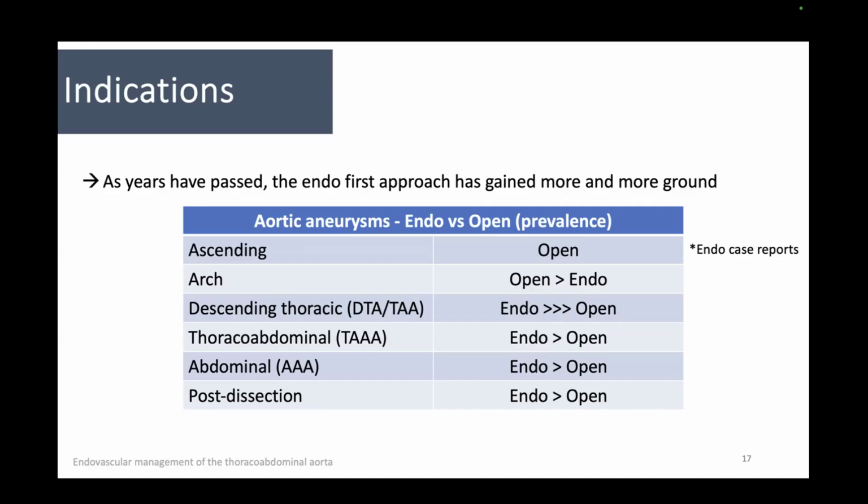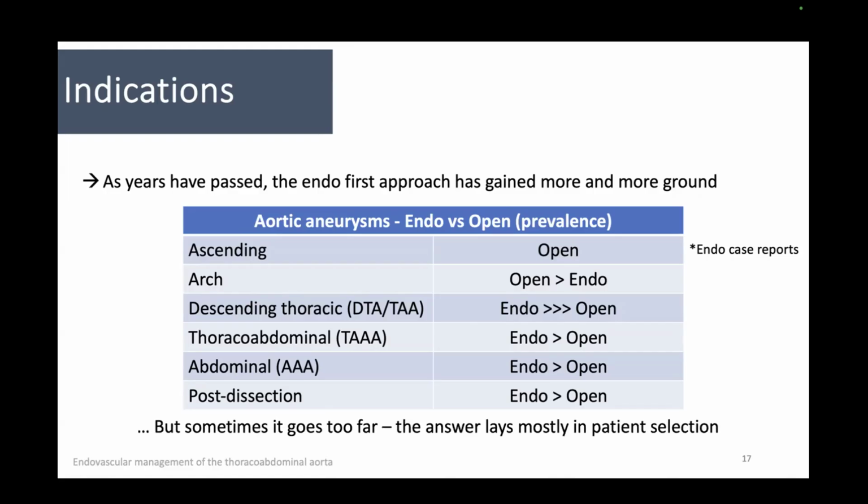For the thoracoabdominal aorta, there's also more endo than open now, but there's still a good place for open in this segment. And for abdominal and post-dissection aneurysms, endo is gaining a bit more ground too, but open surgery still has a good place and a good role to play in these segments. Sometimes I just wanted to make sure this was understood: we endosurgeons tend to go too far. Sometimes open can be the good solution. So we really have to look at each patient and choose something that makes sense for them and not just for us.